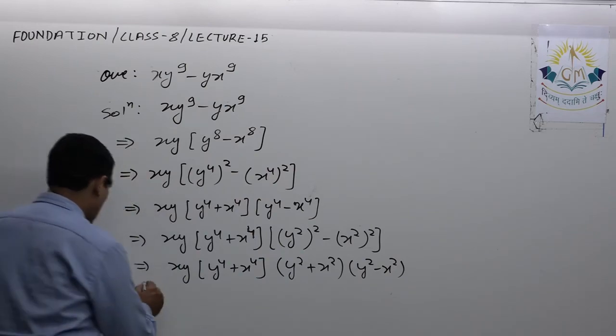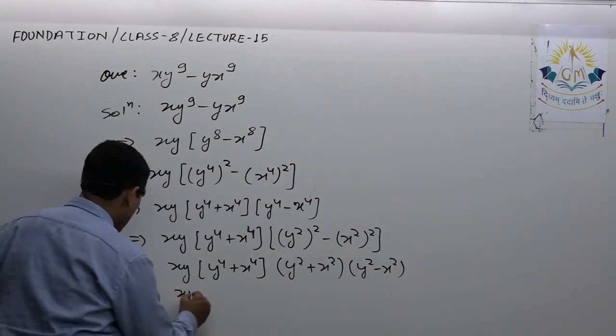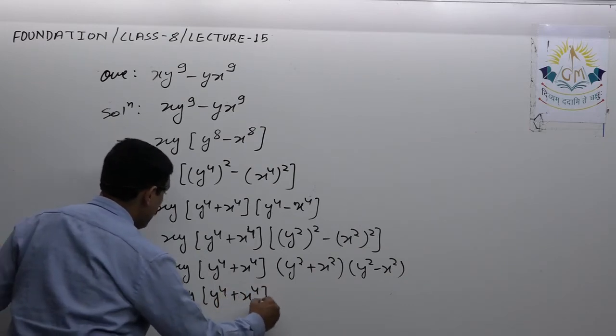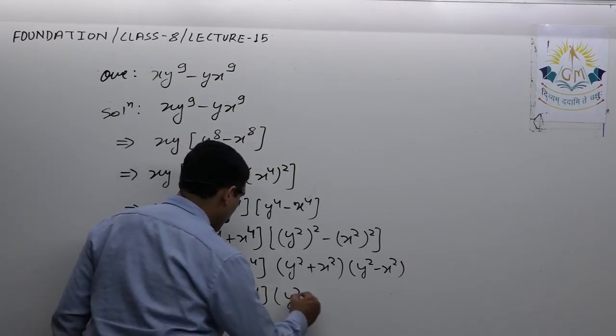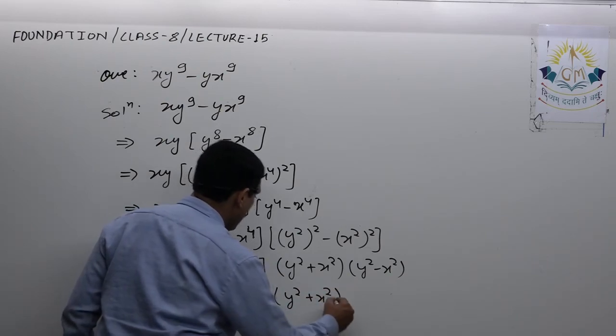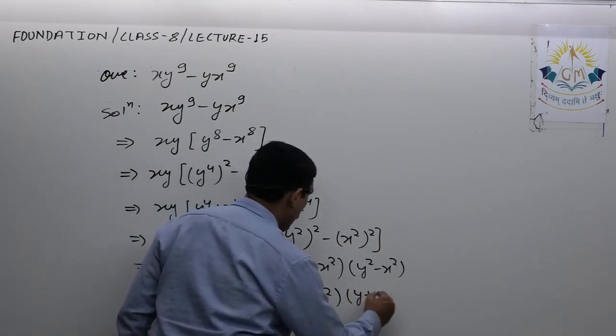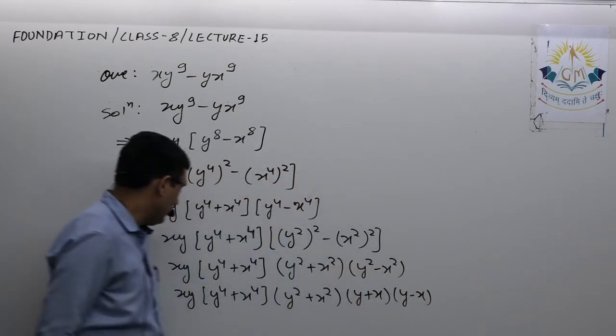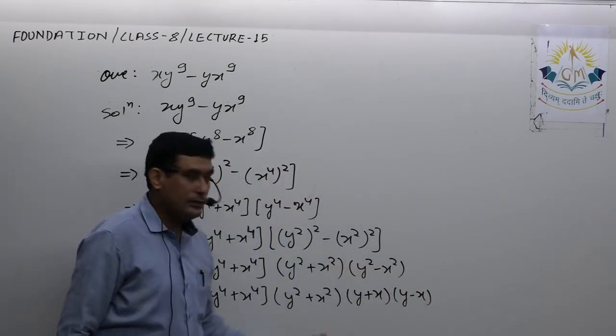So now I am going to write the last step. This remains as it is. This remains as it is. This y raised to 2 plus x raised to 2 remains as it is. Over here, (y plus x) into (y minus x). So this is the final answer.